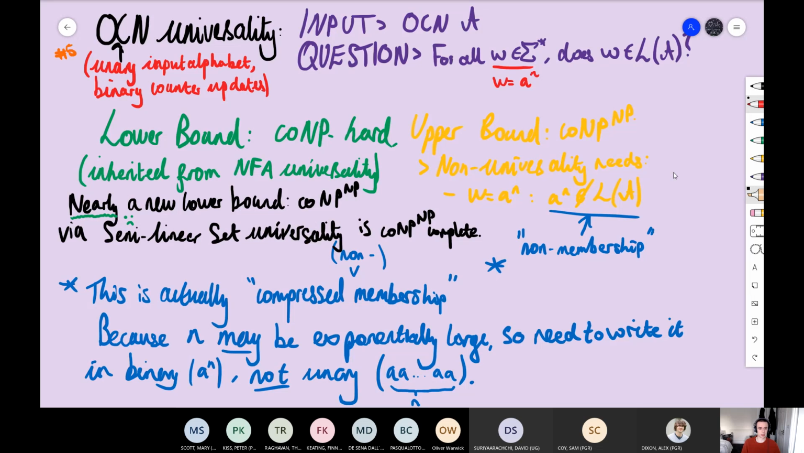So just to be clear with what semi-linear set universality is, I'll write over the top of this in blue and red, hopefully it'll be clear. You take as input a semi-linear set in the form that we showed earlier. And we want to say, okay, is this thing equal to the naturals? This is dimension 1. You could have a multi-dimensional semi-linear set. That stuff gets crazy difficult. So we'll just stick with the one-dimensional case. And it's been shown to be co-NP to the NP complete, which seems relevant, right?